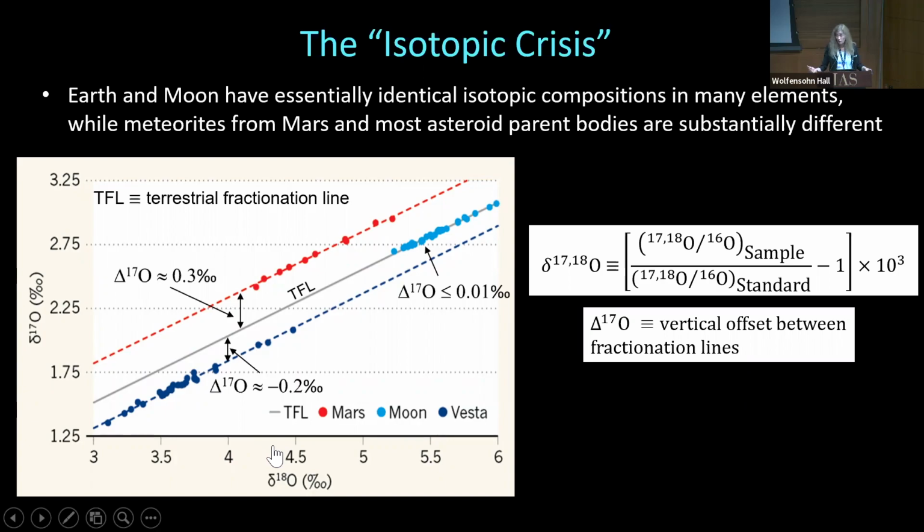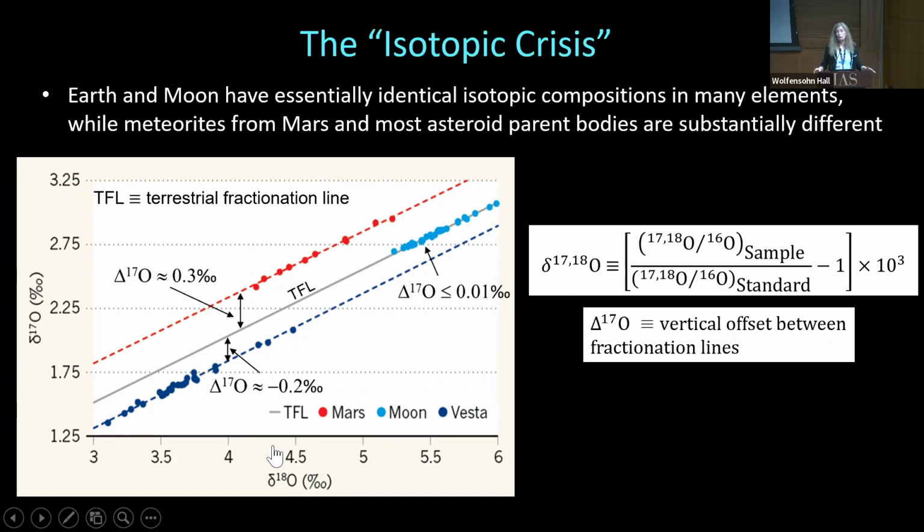Now, if we look at meteorites from Mars or that we think are derived from the asteroid Vesta, they have completely different and offset lines. And these are thought to represent different compositional reservoirs in the protoplanetary disk. And we describe that vertical offset by cap delta O17. Okay, the moon samples, when plotted on this plot, fall exactly on the terrestrial fractionation line.